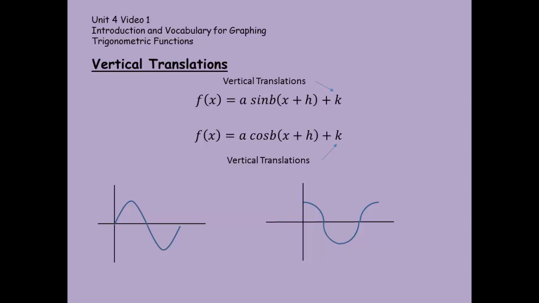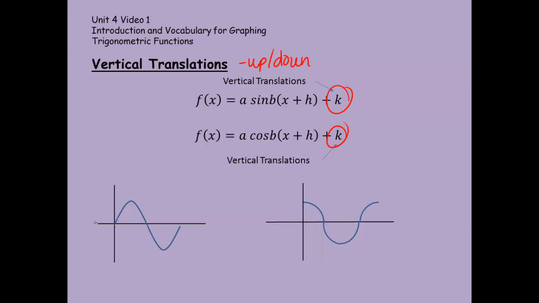Next up is our vertical translations. I'm going to go back to red. Our vertical translations move us up and down. So up and down. And just as with algebra, if it's up, it's plus, and if it's down, it's minus. So that does not change.